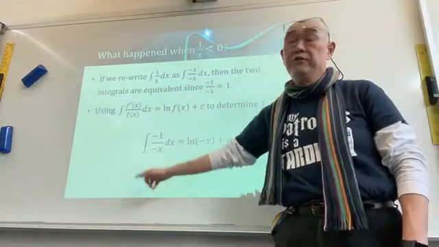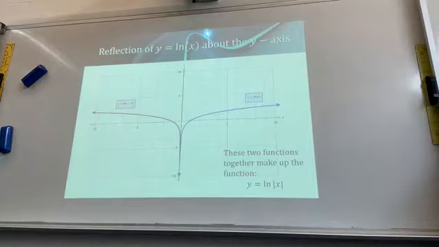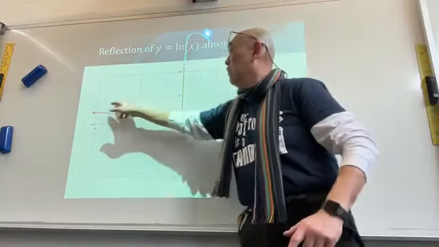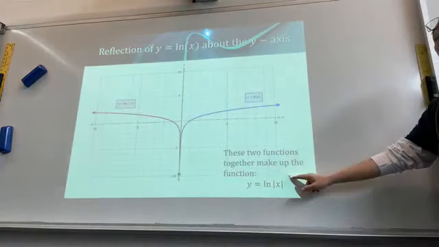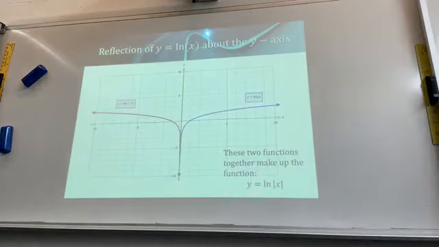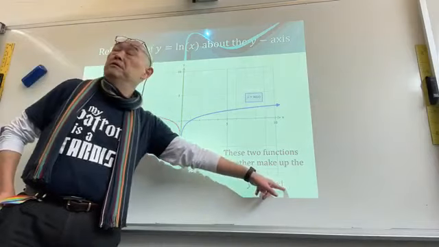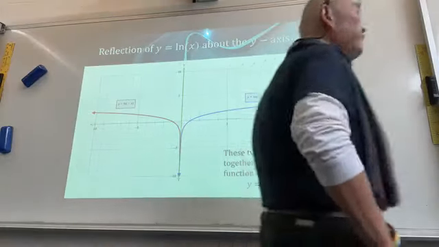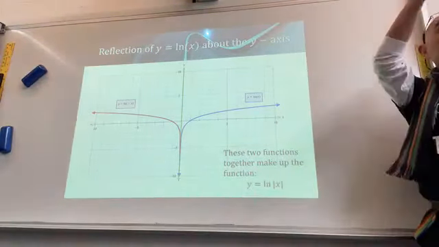This is information for you to know. What happens is, when we plot the two functions, this is log of x, and this is log of minus x, which is the reflection about the y axis, or x equals 0. Now, recall the absolute function. So everything is positive. These two functions make up log of the absolute value of x.